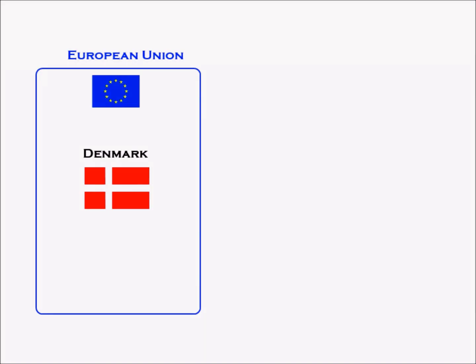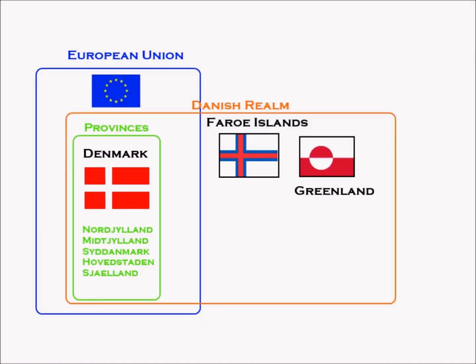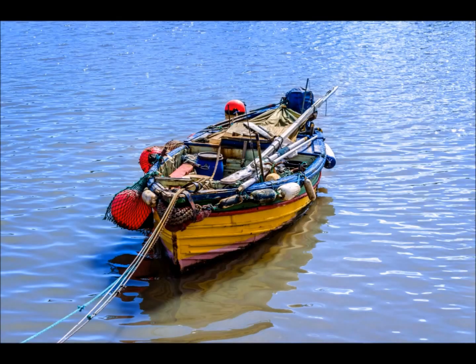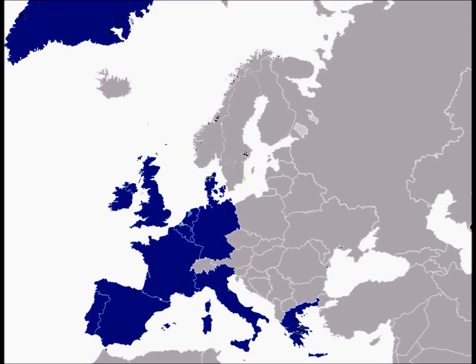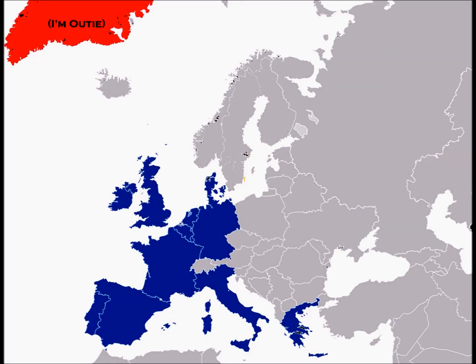As for economic policy, Denmark herself is part of the European Union, but her constituent countries aren't. The Faroe Islands remain outside the EU due to their reliance on the fishing industry, which, if they were to join the EU, would have to abide by EU fishing regulations. Greenland, on the other hand, voted to join the European Community in 1973, the predecessor to the EU, but voted to leave in 1982 and completed her departure in 1985.